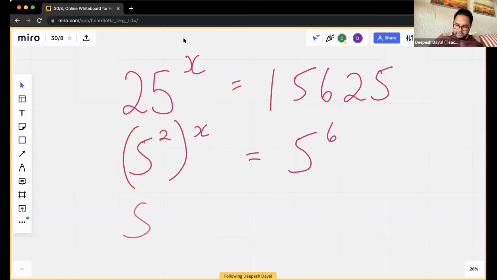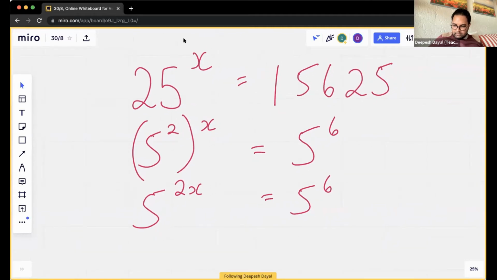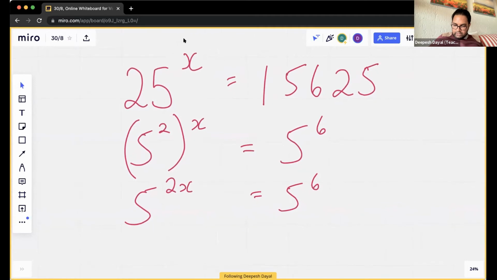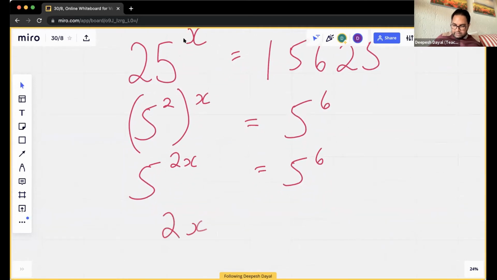And then we convert this to 5 to the power 2x equals 5 to the power 6, right? Yes, sir. Okay, and then we've got 2x equals 6. Therefore, x equals 6 over 2, which is 3. Is this okay, everybody? Who's having a problem with it? Please let me know. If you have any questions, you can type in the chat or unmute yourself.